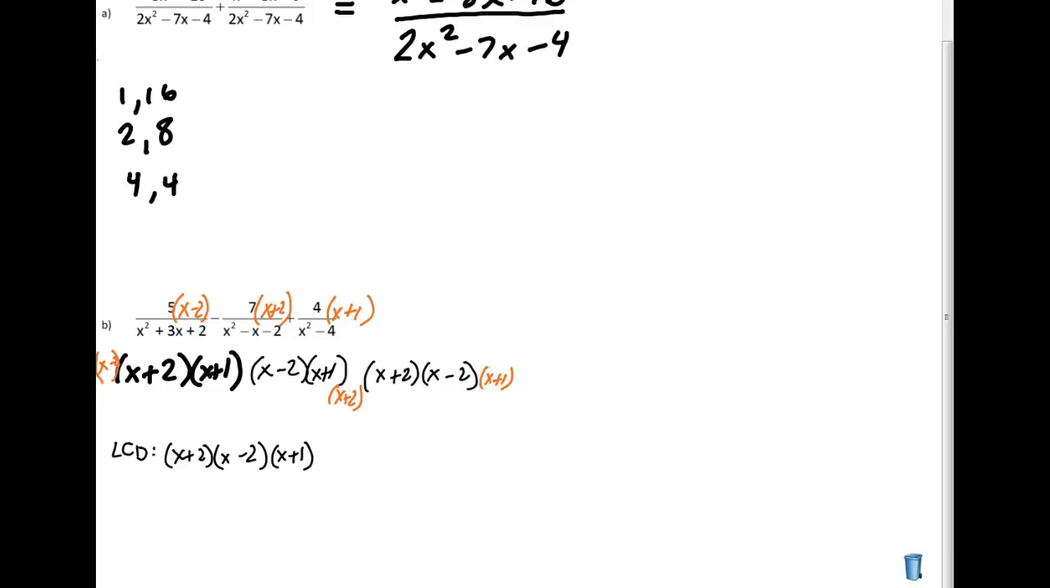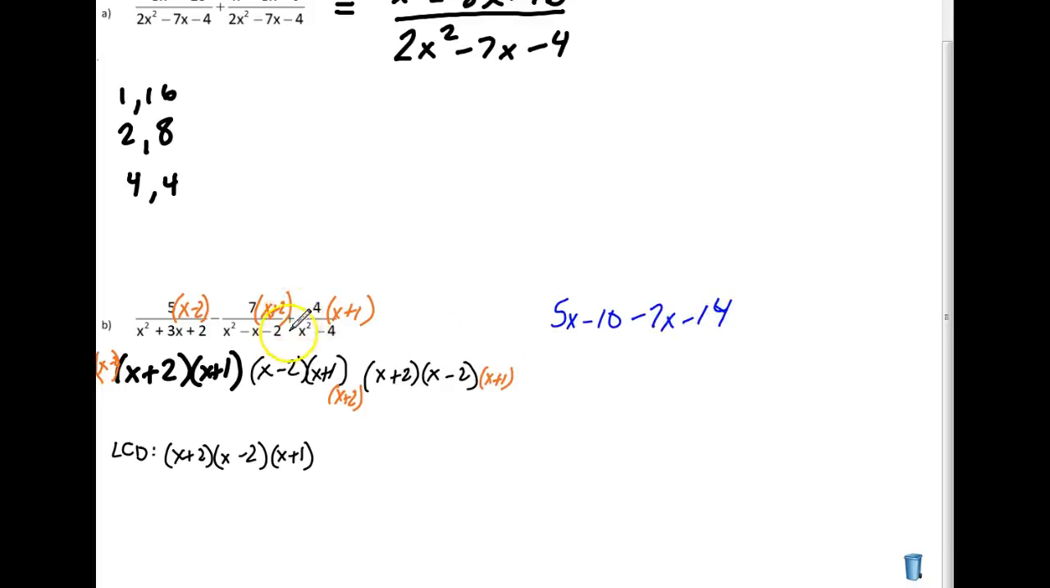Okay, so I'm going to simplify the numerator now and see what I get. I'm going to multiply these out. I have a 5x and minus 10. Okay, that's 5 times that x minus 2. The second one is a little tricky. I have a 7x and a 14, but remember I'm subtracting that second fraction. So I'm going to end up with a minus 7x and a minus 14.